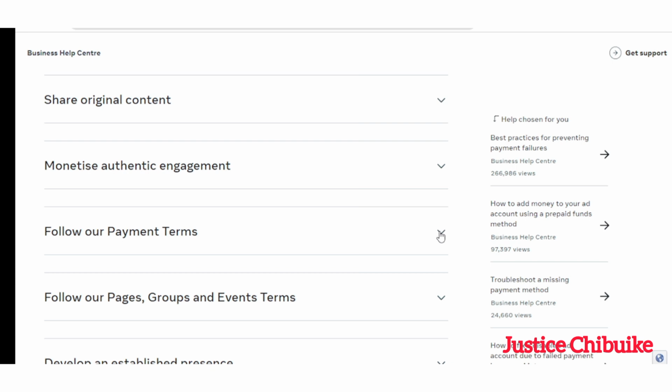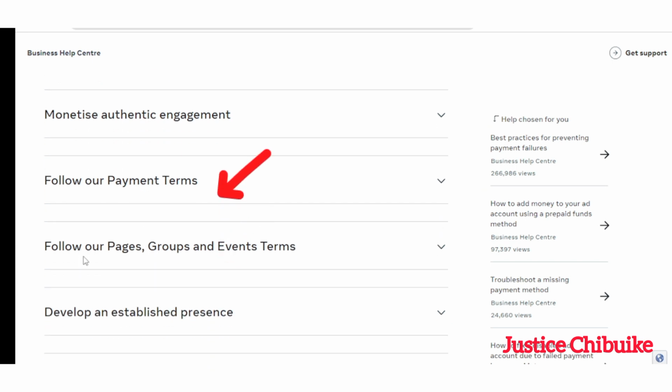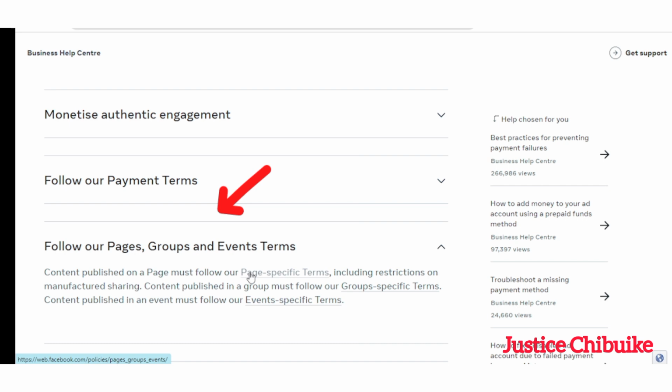This goes into details. And another point here is that they are telling you to follow their page, group and event terms. There are many guidelines that regulate the use of pages, groups and event terms. Contents published on Facebook must follow their page specific terms, including restriction on manufactured sharing. Here many people share their contents too much on Facebook, and that is very bad. When you share your content too much to groups and you try to distribute your content to other pages, you are trying to push more followers, more views to your page, it's going to lead to monetization issues.